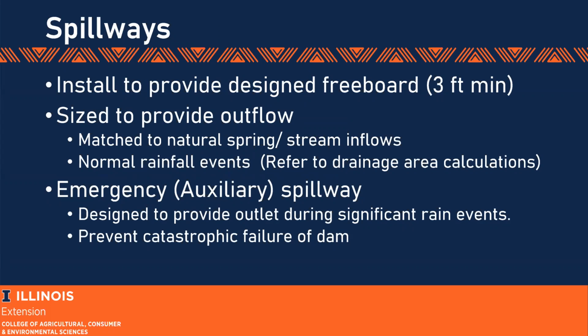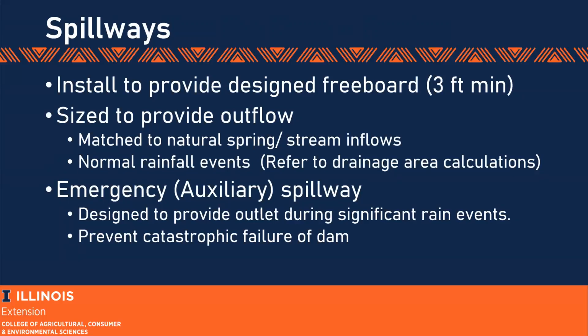Size it for the outflow, match it for the natural flows that are coming in. If you've got a spring or a stream coming in, the flow going out needs to match that stream coming in as a minimum. And then you need to be able to put in a little bit of additional flow to carry the rainfall events in the watershed you've got. Again, refer back to those drainage area calculations. How much water do we have coming in there? How deep is it going to get? How many acre feet of water do we have coming in? If it's already full, how are we going to deal with that?